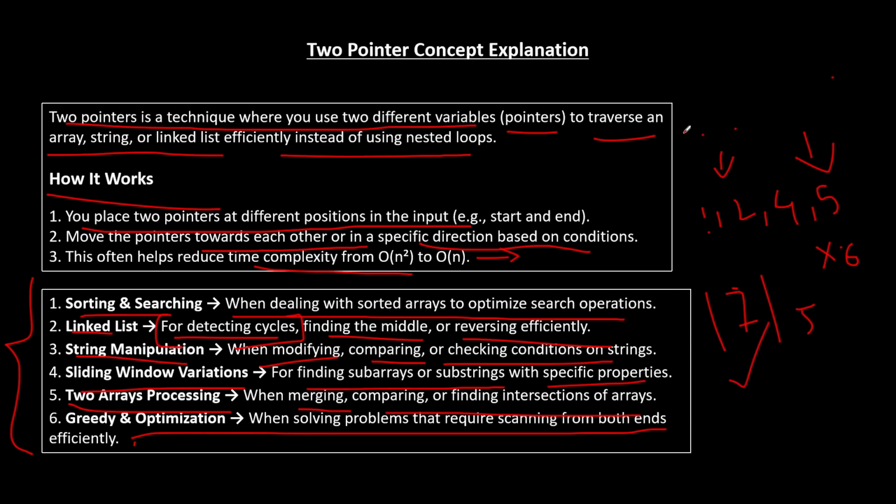And this could be done in O of n square time complexity by traversing, keeping index 1 and traversing this complete array, then keeping this as 1 and traversing the complete part. So yeah, this is one of the examples I could take right now for understanding the two-pointer concept. I hope you understood it very clearly. Now let's move to the next slide.